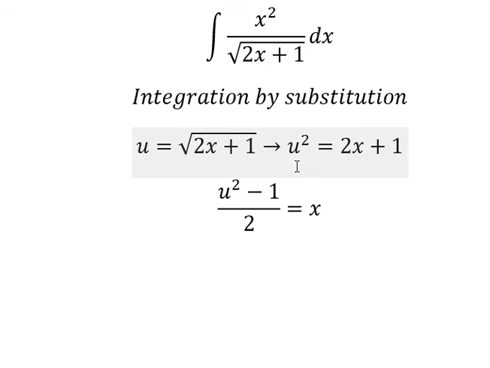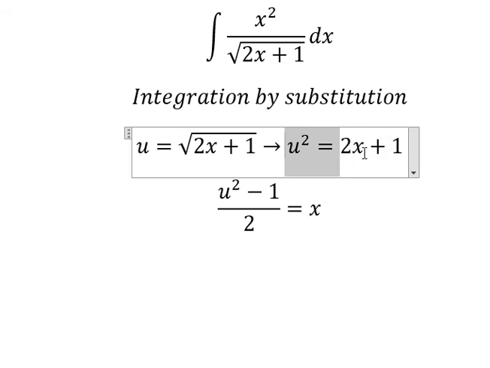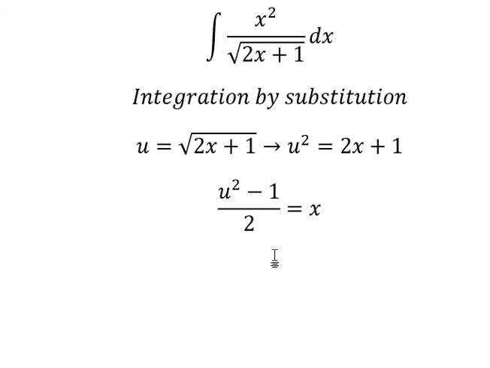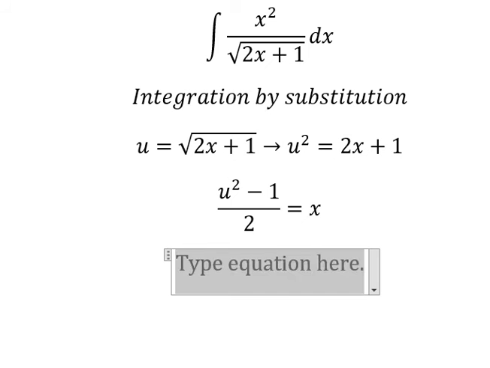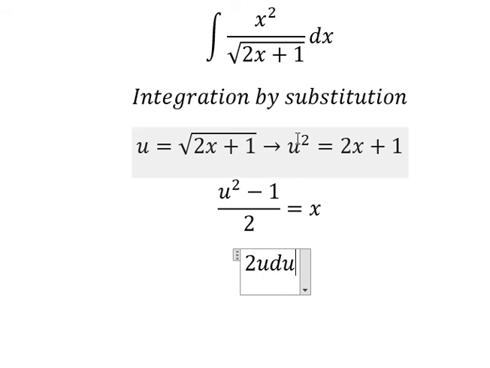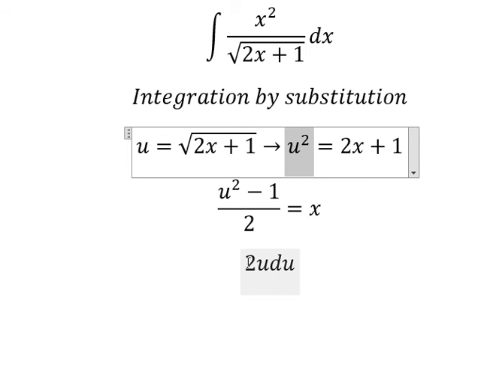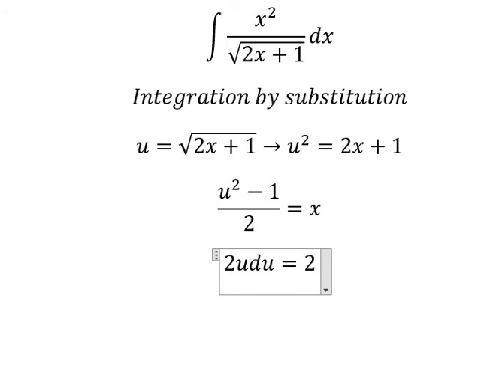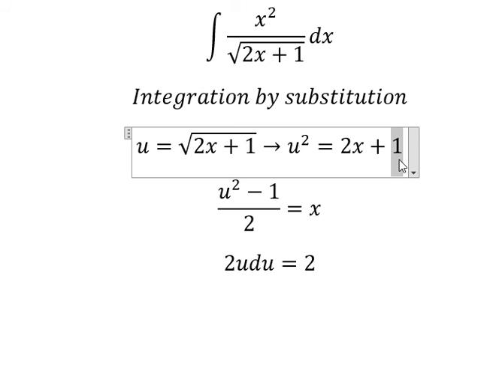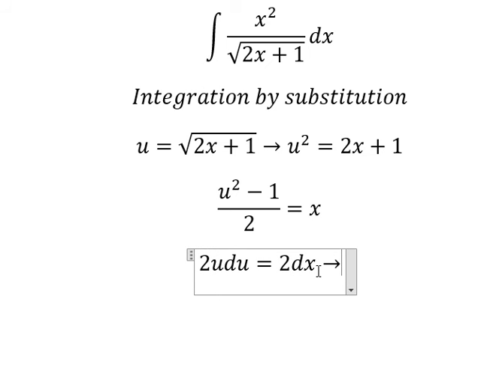Next, we take the first derivative of both sides, and the first derivative of this one, you get 2u du. The first derivative of u squared, you get 2u. The first derivative of x, you get number 1, so we have number 2. The first derivative of number 1, you get 0 because this is a constant. Later, we divide both sides by number 2.